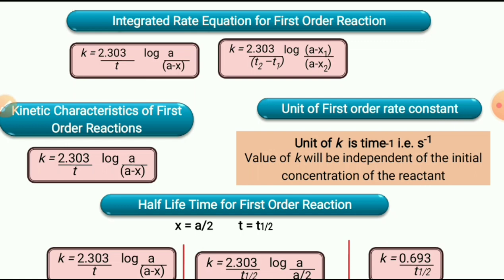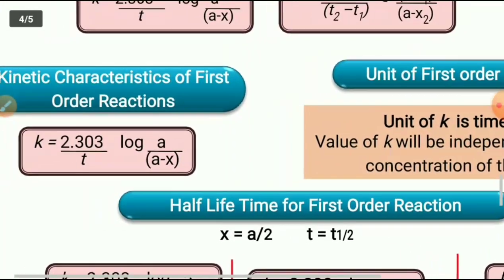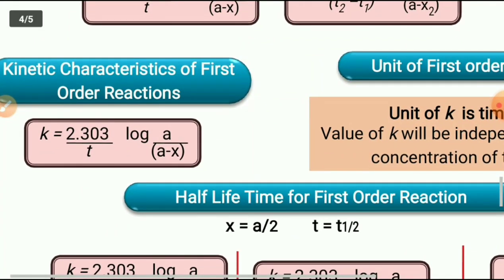Now we are going to see the kinetic characteristics of a first order reaction. Now we know the integrated rate equation for the first order is k equal to 2.303 upon t into log of a upon a minus x.